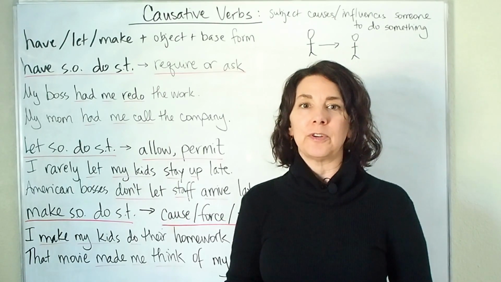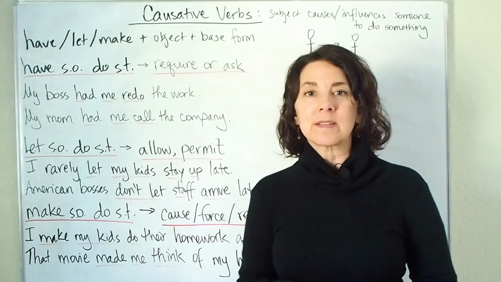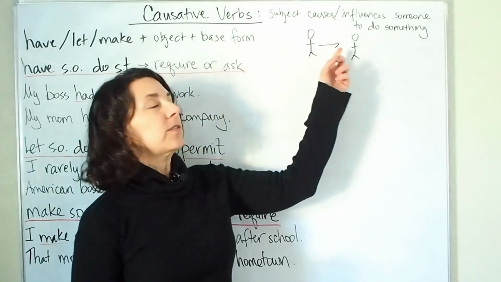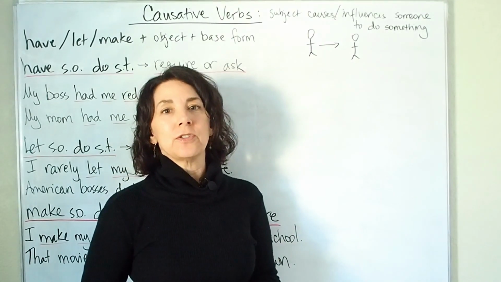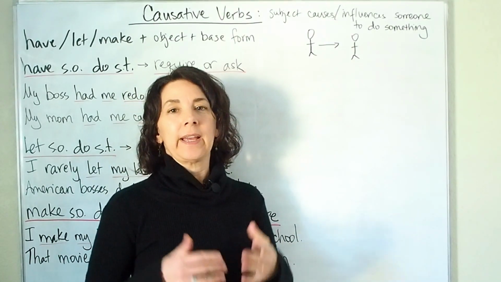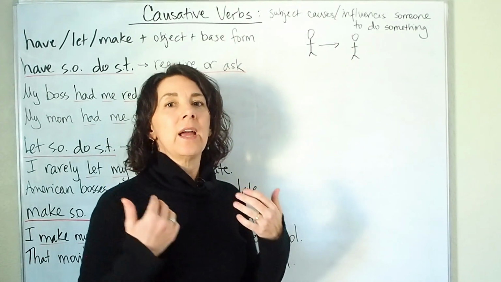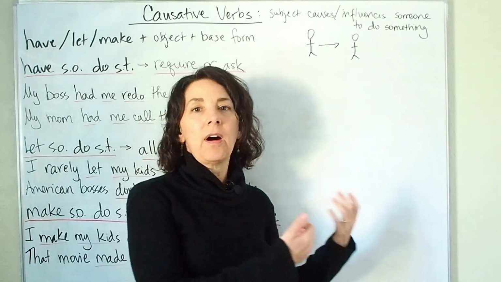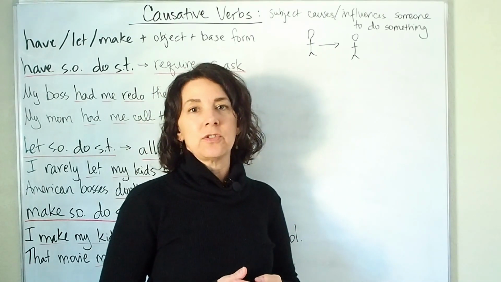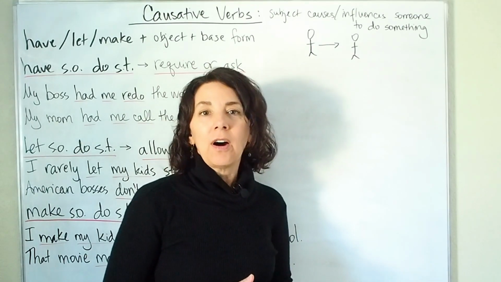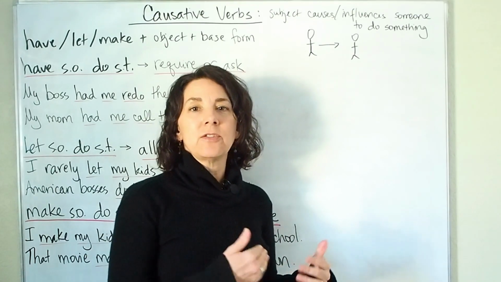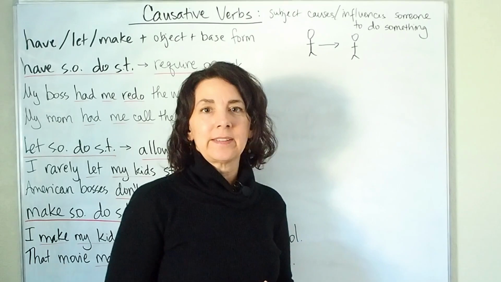So first of all, what are causative verbs? Causative verbs are verbs that show that someone causes or influences someone to do something. So again, it's the idea that one person influences or causes another person to do something. That's why they're called causative verbs, because they show cause and effect.